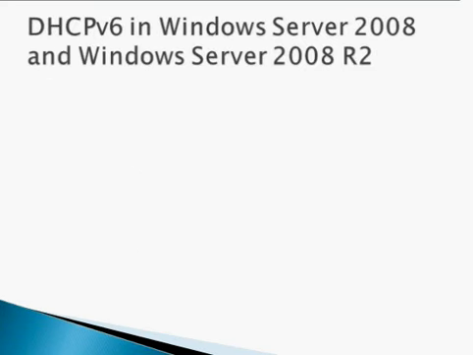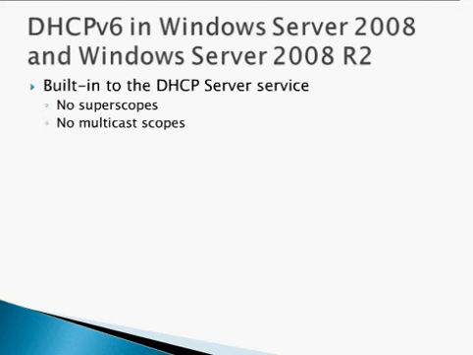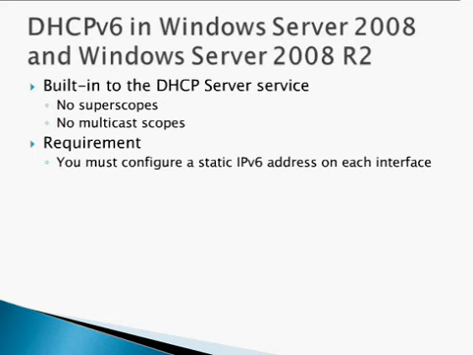Okay, so what does DHCPv6 look like in Server 2008 and R2? It's built into the service, but note that there are no superscopes or multicast scopes as yet. This is a hard requirement. Just like DHCPv4, you need to configure a static IPv6 address on each interface on which it is going to be listening for DHCPv6 traffic. So you make up a static address and you assign it to the interface of the server.